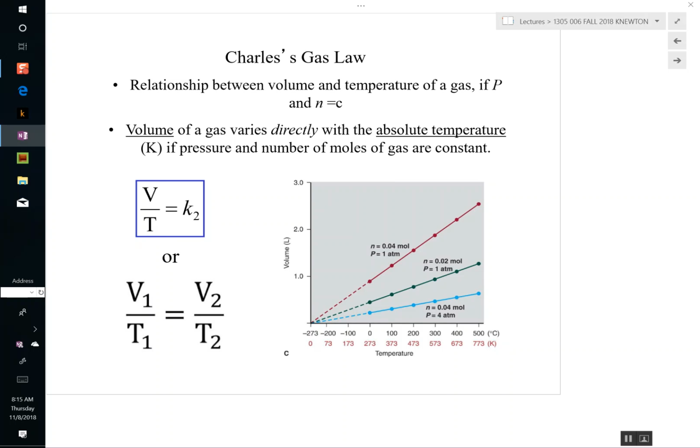Okay, so there's a direct proportionality. Temperature is increasing, volume is increasing, and you get a straight line plot. And that is our expression for Charles' law. Charles is dealing with volume and temperature. Boyle, pressure and volume.